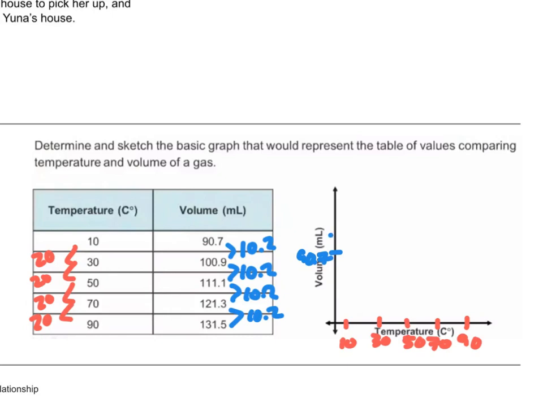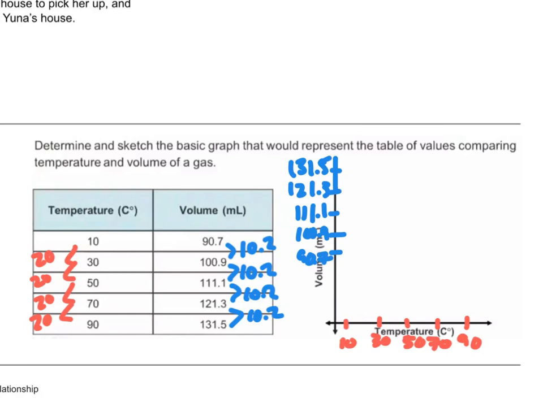I'm going to put in 100.9. I'm going to put in 111.1. I'm going to put in 121.3. I'm going to extend my graph up just a little bit because I'm a little off. 131.5. Okay? Now, as a result, I'm going to plot points here.